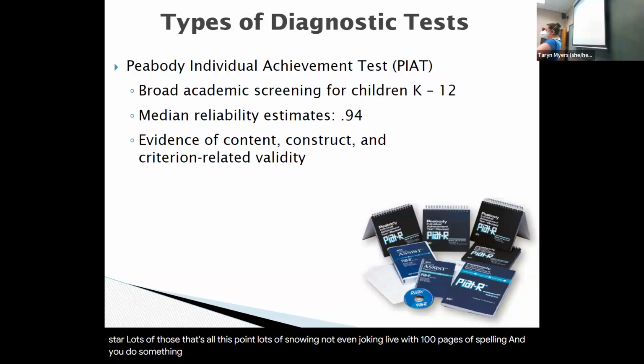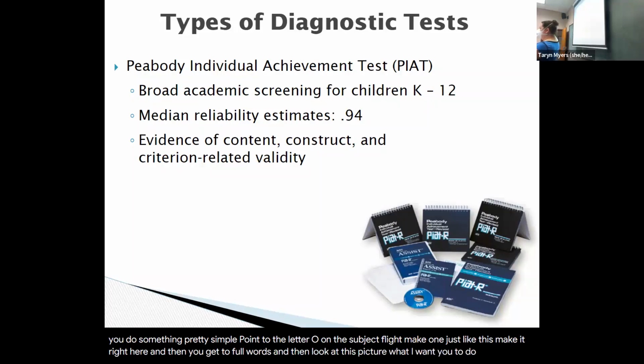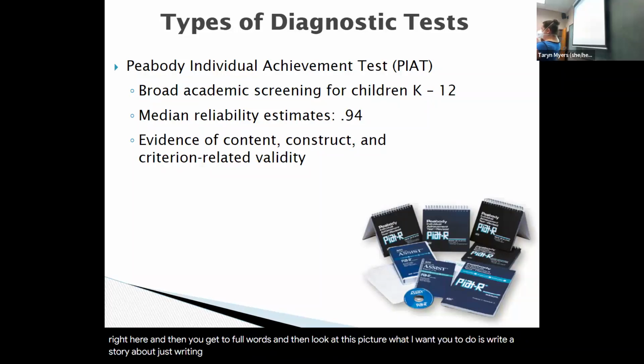And you do something pretty simple. Point to the letter O on the subject plate. Make one just like this. Make it right here. And then you get to full words. And then look at this picture. What I want you to do is write a story about it. Just write an interesting story about the people and things in the picture. Use your imagination. And then you give them 20 minutes to do it.